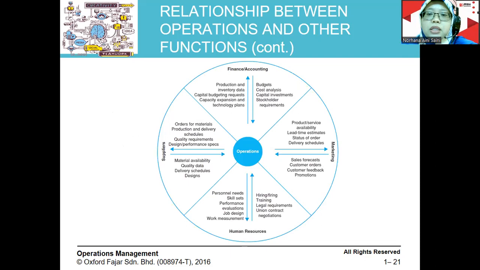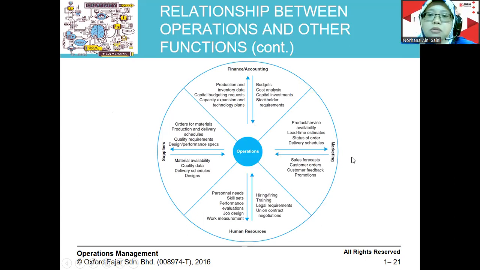All right, so this is basically what is related to the operation. We have finance and accounting, we have marketing. Finance and accounting, in terms of the budget, cost, money, everything, apa semua lah.